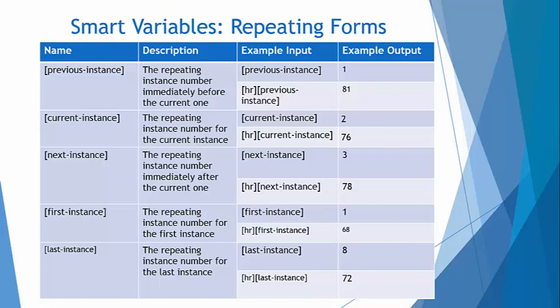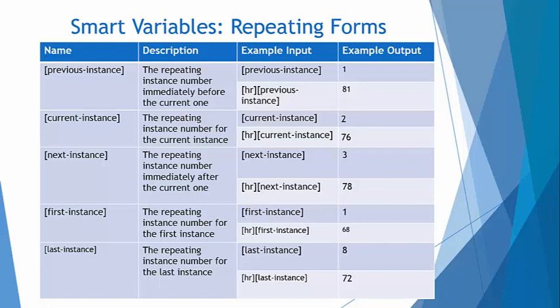The smart variables available for repeating forms are very similar to the ones that are available for longitudinal projects. Previous instance pulls the repeating instance number immediately before the current one. Instance refers to the instance of either a repeating instrument or a repeating event. The current instance will give the repeating instance number of a repeating instrument or a repeating event in the current context. All of these can be used as standalones to simply pull the number, or appended to a variable to pull the information from a variable in a different instance.